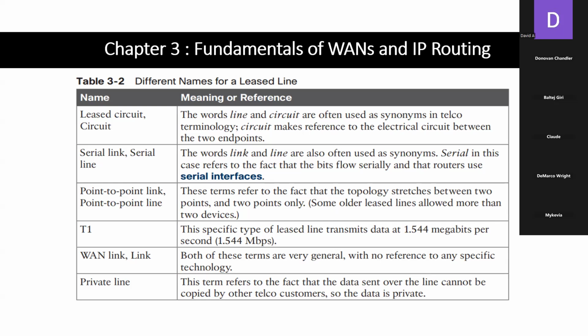Another name for a lease line is WAN link or a link. Both of these terms are very general with no reference to any specific technology. Private line, this term refers to the fact that the data sent over the line cannot be copied by other telco customers, so the data is private. All of these mean the same thing as a lease line. So take a screenshot, do what you have to do. You have to know this for your exam.